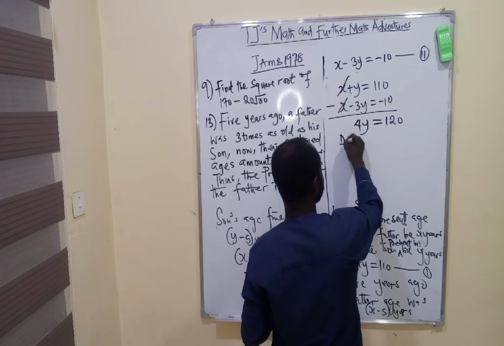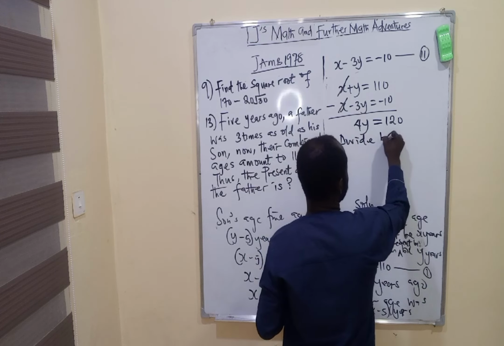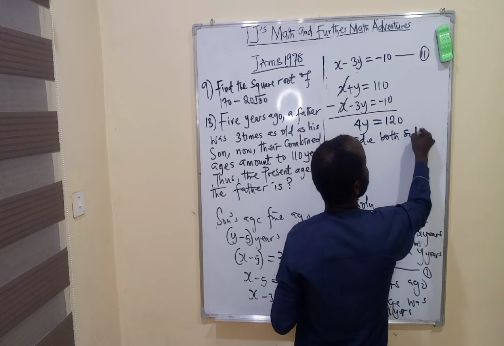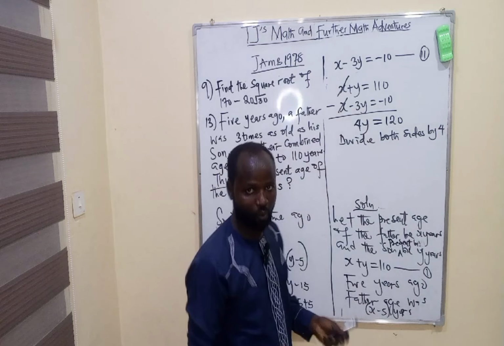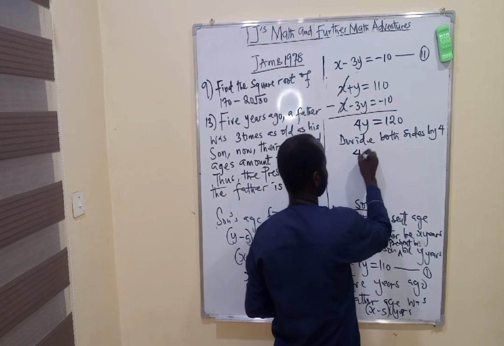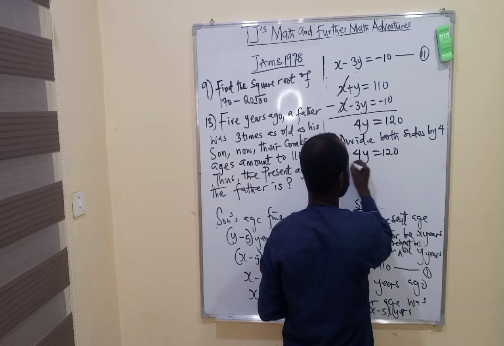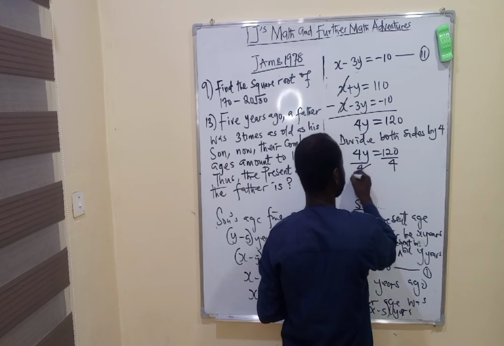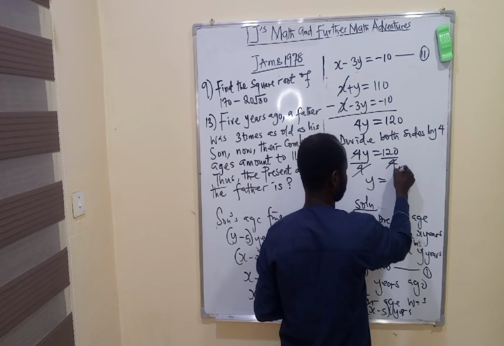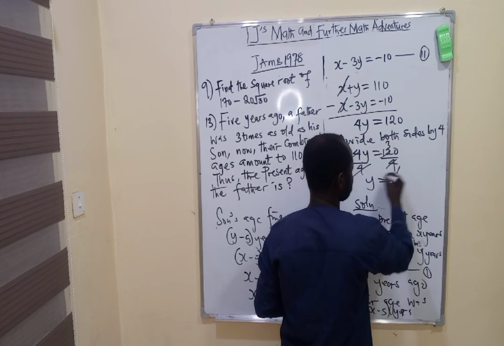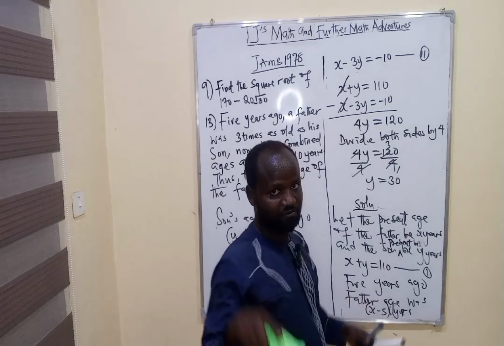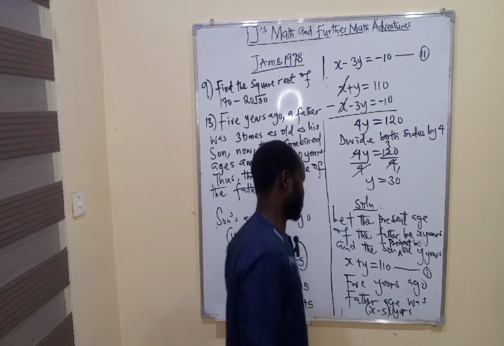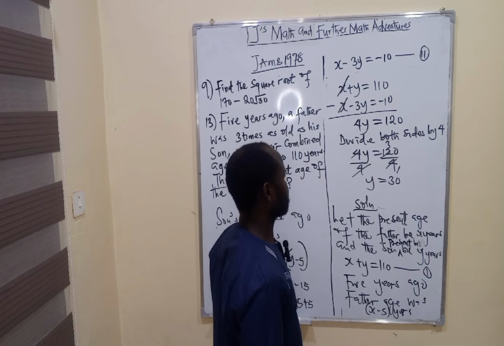So we divide both sides by 4, which is the coefficient of Y, to find Y. So 4Y equals 120, divided by 4. Y is 30. So the present age of the son now is 30 years.